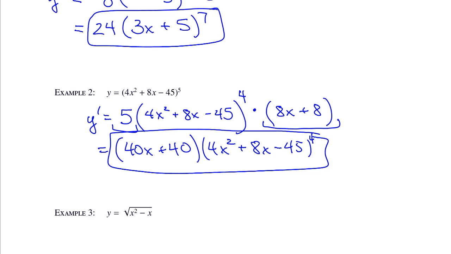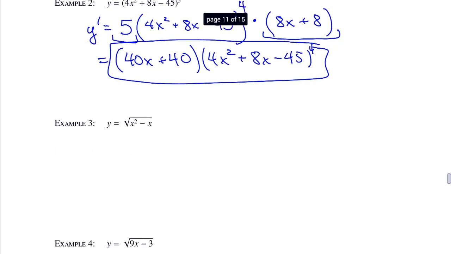When you do the chain rule, you're always looking for the outer function and the inner function. On example 3, what is the outer function? It's the square root function. What is the inner function? X squared minus x. So to take the derivative, what is the derivative of the outer function?